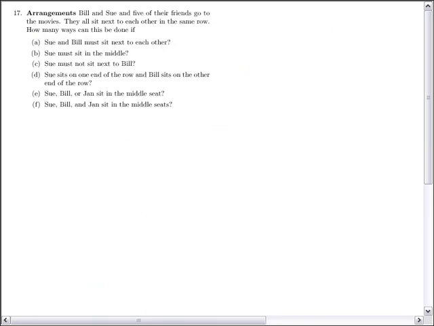Bill and Sue and 5 of their friends go to the movies. They all sit next to each other in the same row. How many ways can this be done? Well, first of all, Bill and Sue and 5 friends means that there are a total of 7 people. Unless otherwise mentioned, assume that there's only 7 seats.